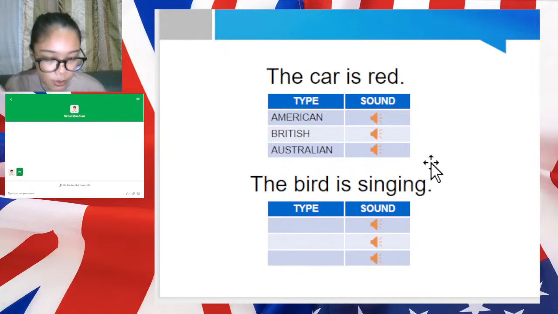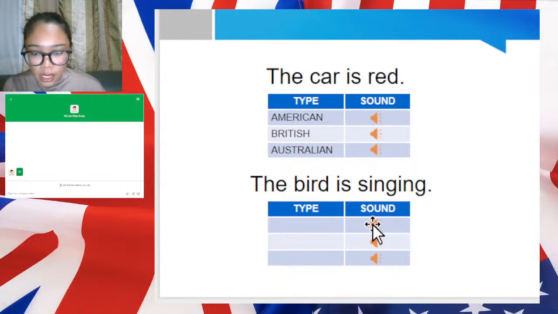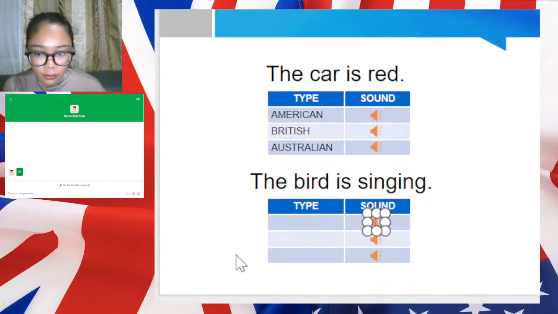So that's the difference between the two. And then Australian English has usually a longer vowel sound. Okay. We shall move on to the next sentence. The bird is singing. Let's identify the first one.